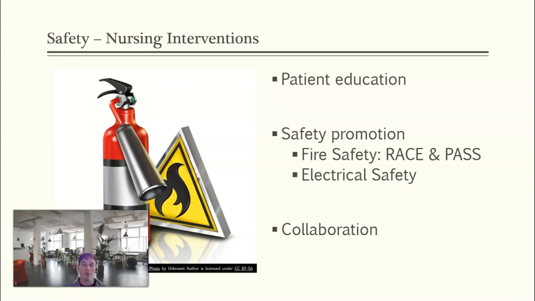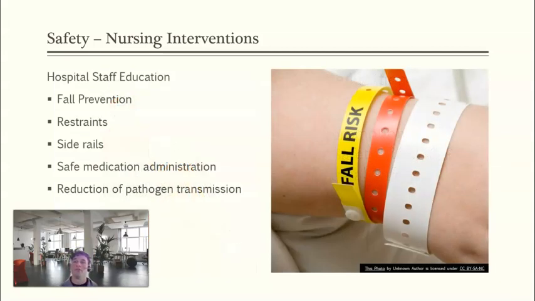And it truly is a collaborative effort when talking about anything related to safety. It really does take everyone on the IDT team, including the patient, to make any environment patient and provider safe, and it requires ongoing and constant communication. Other nursing interventions for hospital staff education, you might talk about fall prevention based on your facility and the equipment available on the specialty ward or clinic area where you're at.